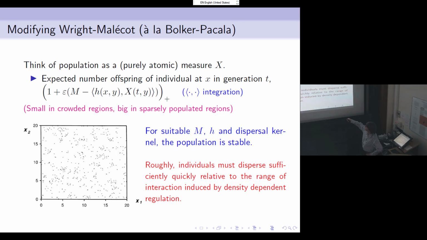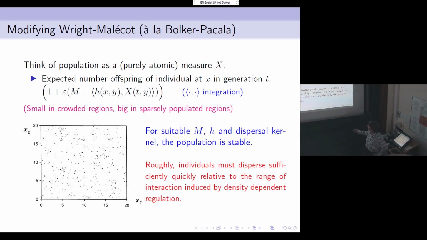And so this overall number will be less than 1, so I'll be subcritical. On the other hand, if it's not too crowded, if there are not too many individuals around me, I can have more than 1 offspring in general. If I always had less than 1, then obviously I'd die out. So small and crowded regions, big and sparsely populated regions.